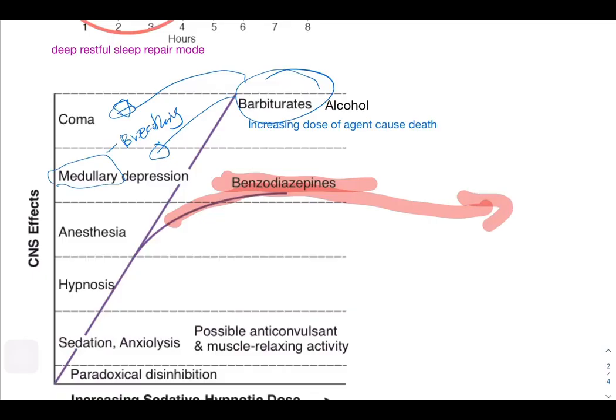At lower dose, barbiturates and benzo behave the same: anesthesia, hypnotic agent, sedative medication, anti-anxiety, even anticonvulsant, that means anti-seizure, and muscle relaxing activity.